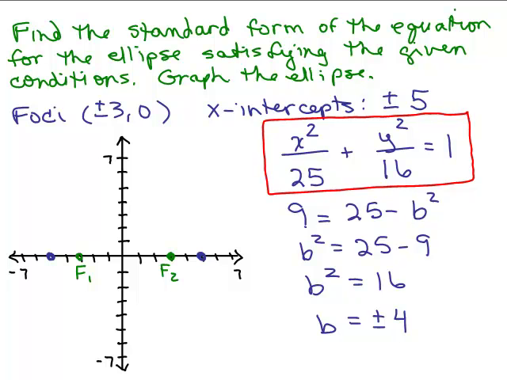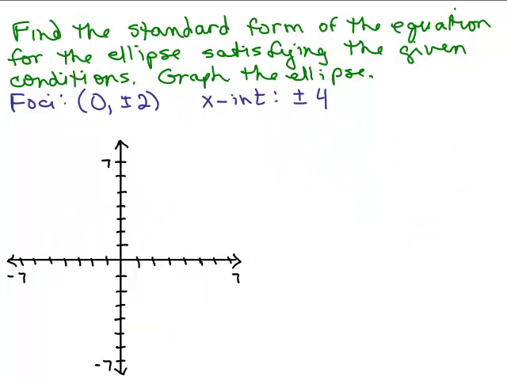And then to graph it, we know that this is 4 squared, so on the y-axis it's going through 4 and negative 4. And then we just sketch the graph of the ellipse going through those 4 points. And that's it. All right, here's our next one.